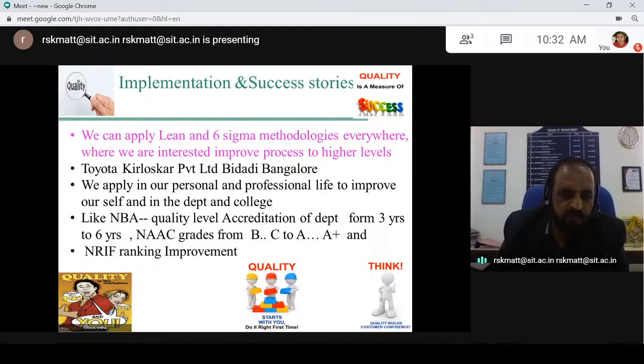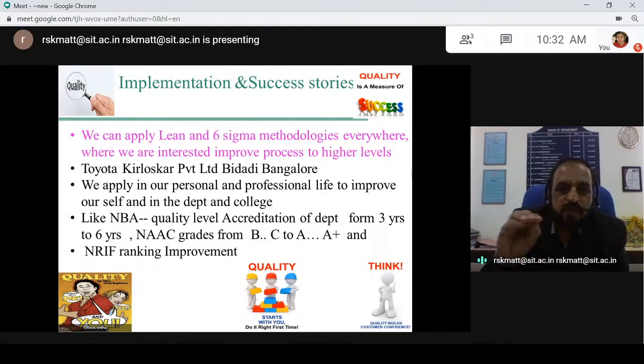By applying this DMAIC philosophy for the new ABET system of accreditation, we succeeded in getting 5 years of accreditation. Our Industrial Engineering and Management was accredited for 5 years, and it is going to close this month. It is the second department and the second college in Karnataka to get 5 years of accreditation. The first college was BMS. So far no other department has got 5 years of accreditation in Karnataka. This was only possible because of the implementation of Six Sigma practices in the departments.